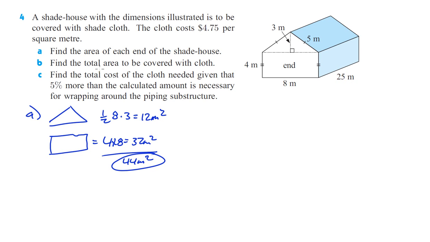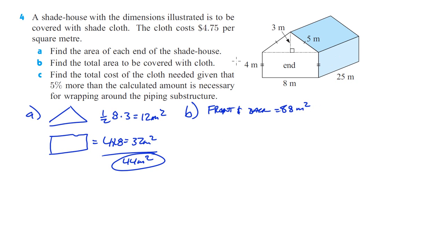B, find the total area to be covered with cloth. So again, we found the front. It says find the area of each end of the shade house. So each end is 44 meters. So those together, so we need to find the front and back. Right? So we find the front and the back, which is going to be twice 44. So that's going to be 88 square meters.